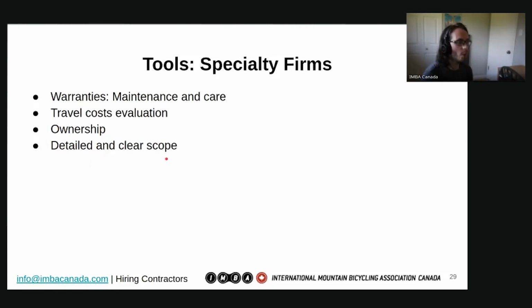Detailed and clear scope is also something that, before the expensive travel cost portion happens, you can make sure that they understand absolutely everything. They're giving you the best possible price from afar. Notice that there's no on-site meeting. If you're flying somebody in from across Canada or from abroad, you probably aren't going to get that phase if it's mandatory. So definitely consider what that would look like for you.